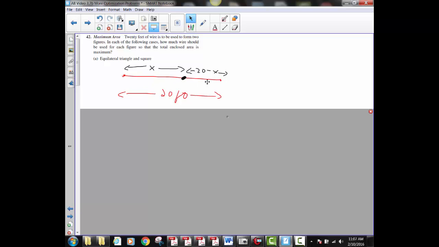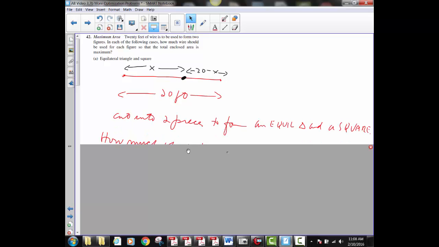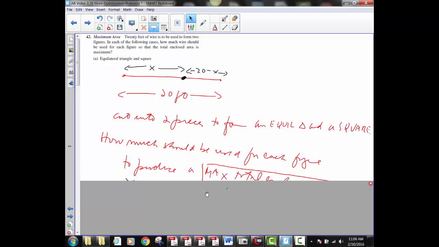So we have 20 feet. We're splitting it into two pieces. I'm calling the pieces x and 20 minus x. And with one of these pieces, we're going to form an equilateral triangle, and with the other piece, we're going to form a square, and we want the total enclosed area to be a maximum.